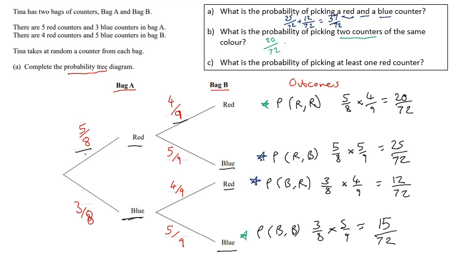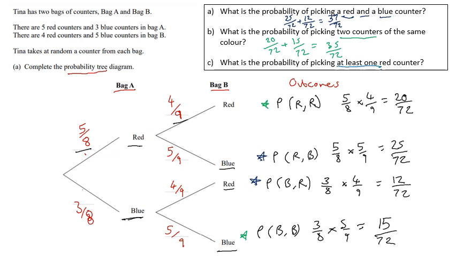20/72 plus 15/72 gives a final probability of 35/72. And then for part C, what is the probability of picking at least 1 red counter?